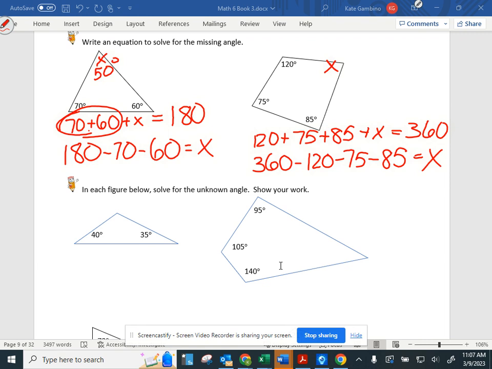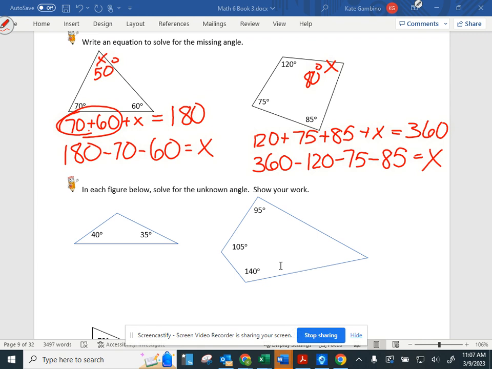Did you have a question? Let me do this real quick and then we'll do a question. Jillian? 80. It is 80. It looked like a 90 at first. How can we check if Jillian is correct? We add all four of the angles up and see if it equals 360 degrees.